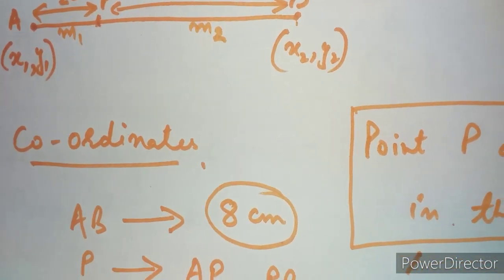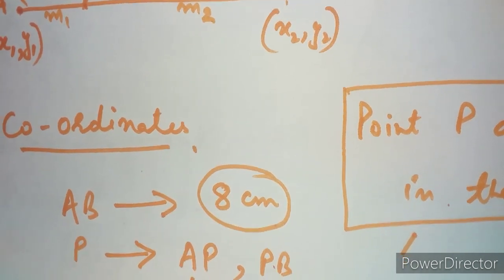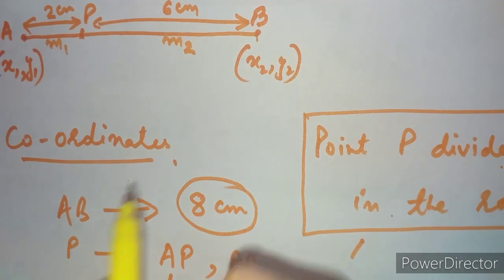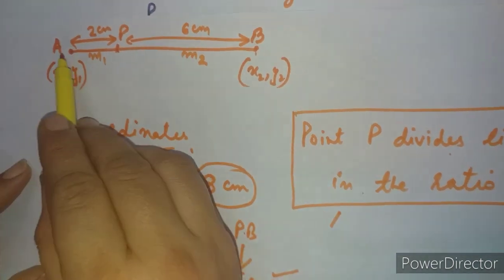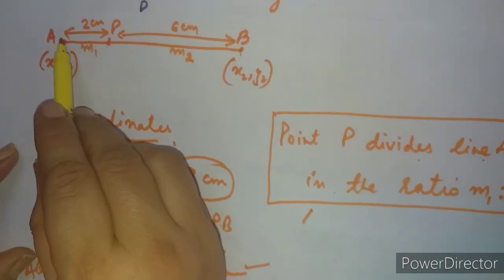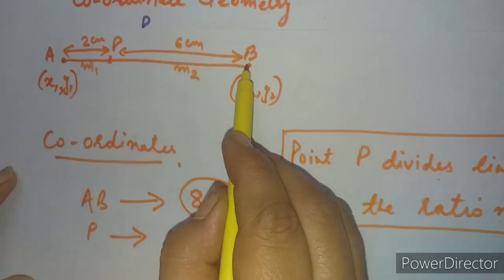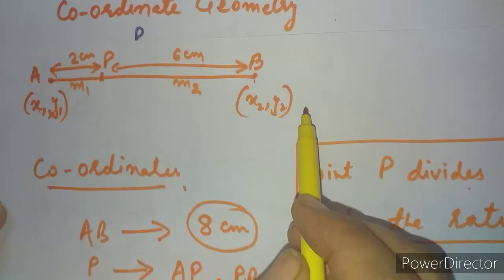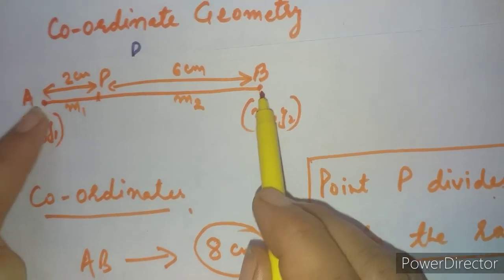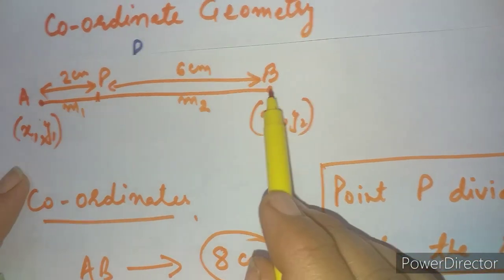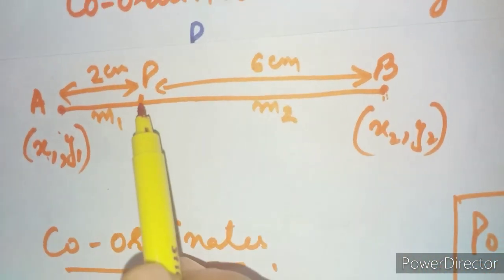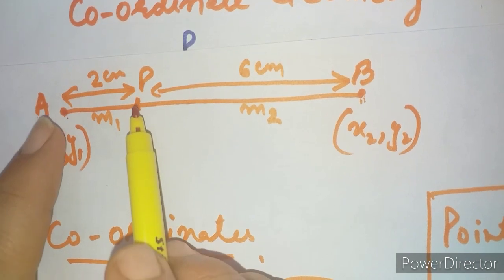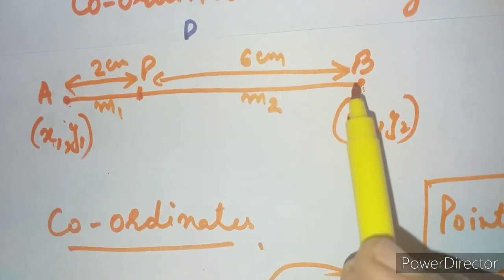Clear? If this setup is clear, it will be so easy for you to understand the meaning and the application of the section formula. I have not yet told you what the section formula means, but you should first of all understand the setup. There is a line AB. Every time you will be given these points. Remember, x1, y1, x2, y2 are the coordinates of the end points of this line, right? And there is a point P which is dividing our line into two portions. First portion is AP, second portion is PB.